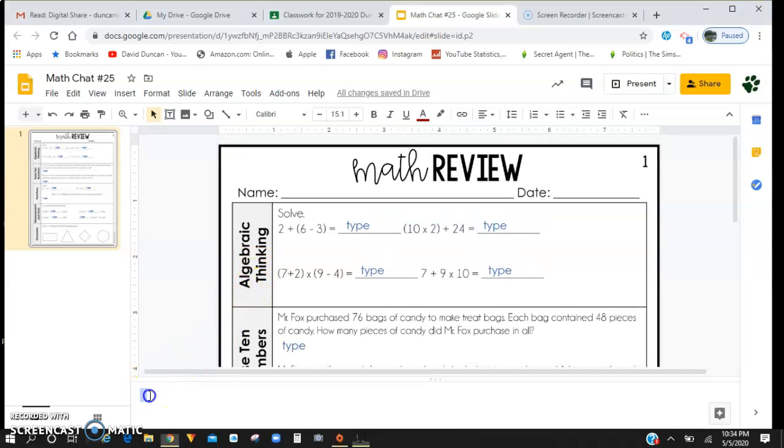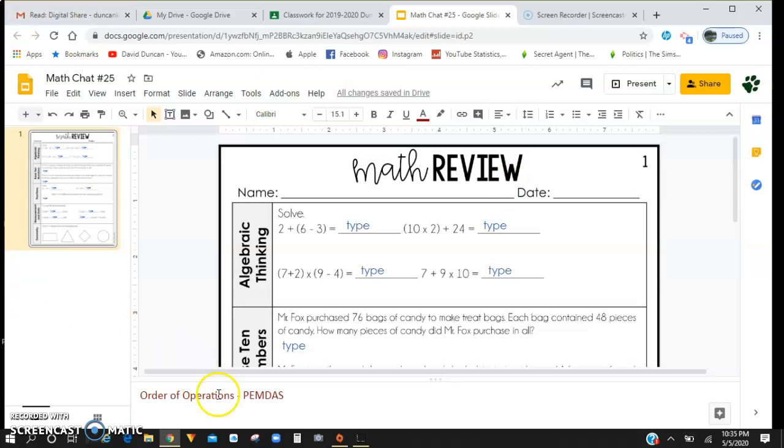I'm going to be typing my notes for you down here in the speaker portion. I'm hoping these show up for you when I share the document with you. For algebraic thinking, it's going to have you start here solving some problems. It's asking you to go back to thinking about when we talked about order of operations. Order of operations is also called PEMDAS, or Please Excuse My Dear Aunt Sally, and it's how you solve a problem in order.